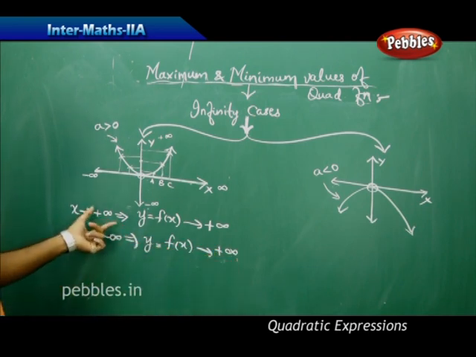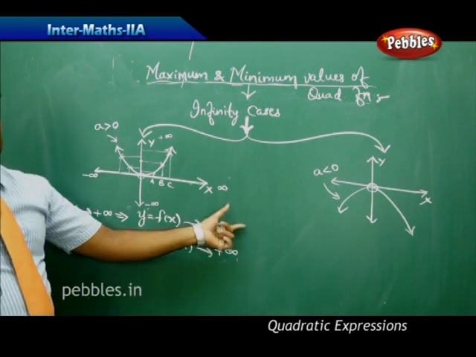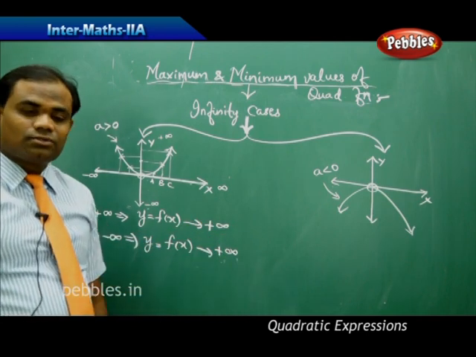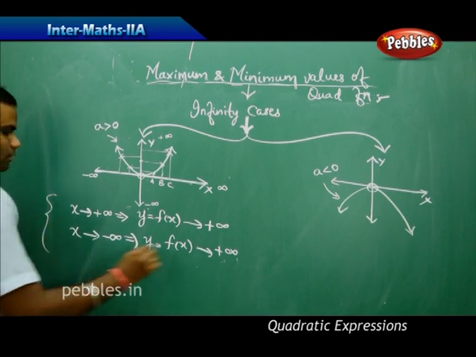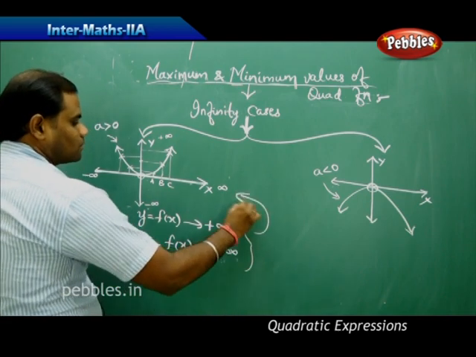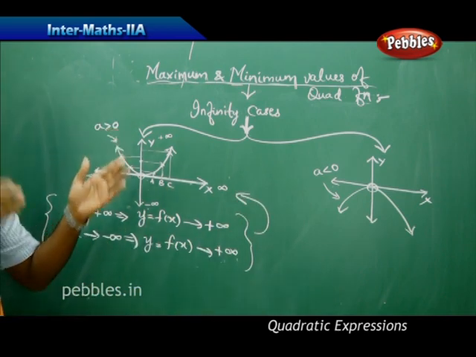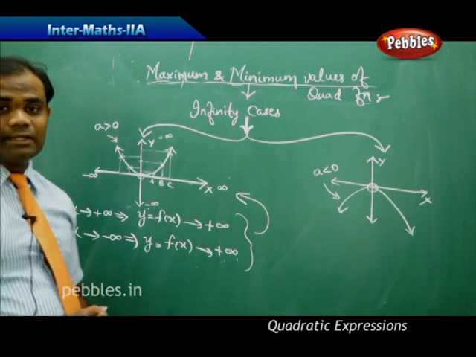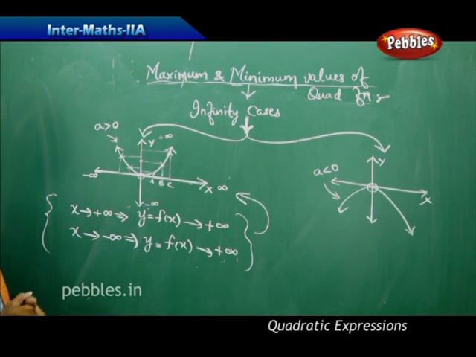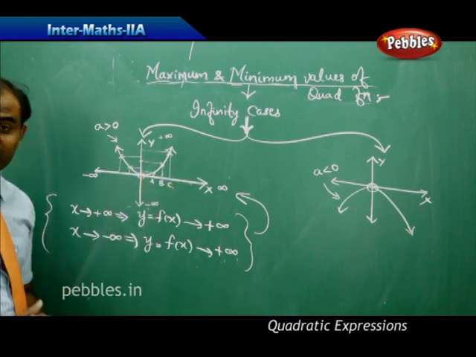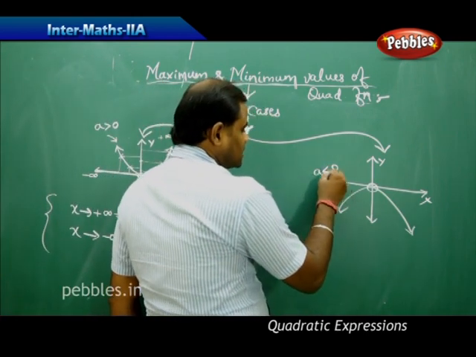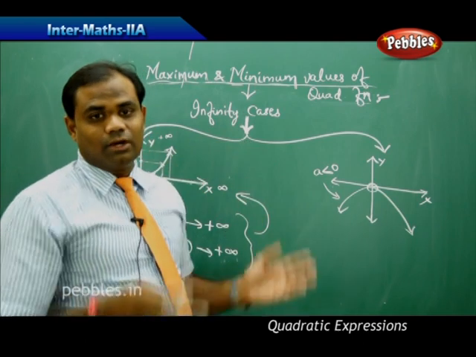Therefore, for x tending to plus infinity, f of x tends to plus infinity. When x tends to minus infinity, f of x tends to plus infinity, is how we understand for the graph which is upwards, that is when a is greater than 0. So similarly, let's understand the properties for a less than 0 for each of x tending to plus and minus infinity. Now as I come to the second graph where a is less than 0, the parabola is downwards.